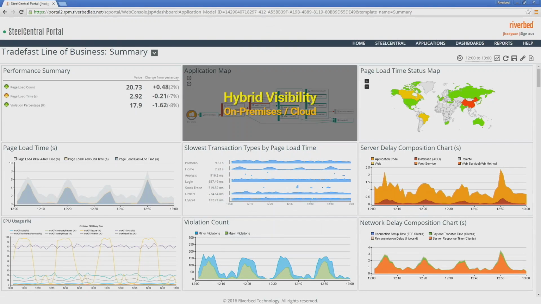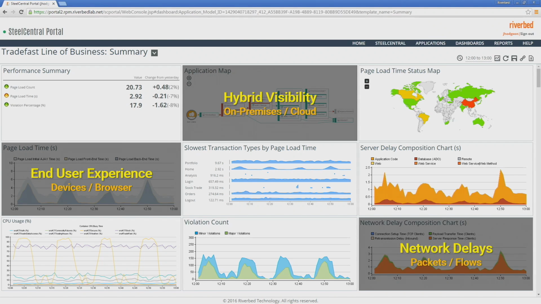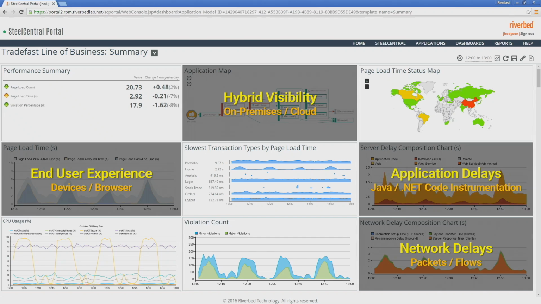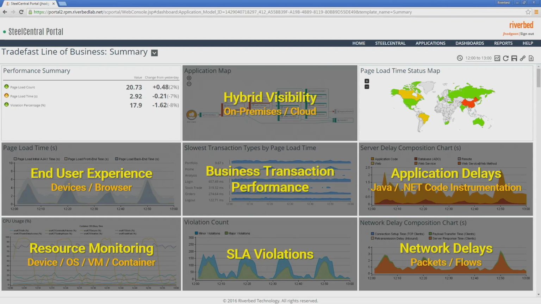And the beauty of this seemingly generic dashboard is that we have data coming from on-premises and the cloud, from the end user devices, interleaved with information from packets and flows, from code instrumentation, from the OS, the container, determining if there's overcommitment issues which are causing response time, and of course business level views.